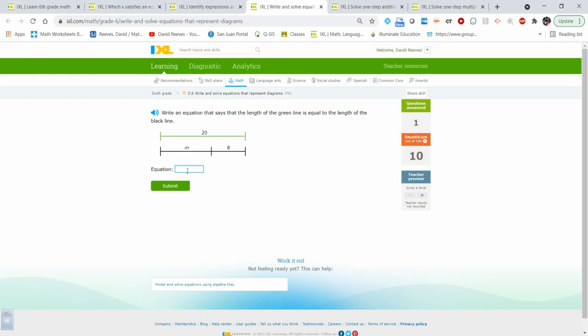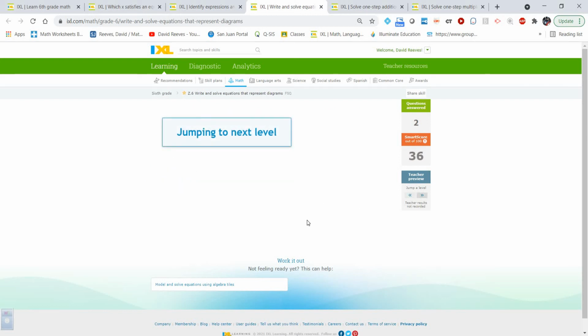All right, this one right here, 20, that's the top part, is going to be equal to m plus 8. 20 equals m plus 8. Again, those are the same length there. All right. Write an equation that says the length of the green line. Again, this is going to be the same type of thing. Let's jump up and get a next new type.